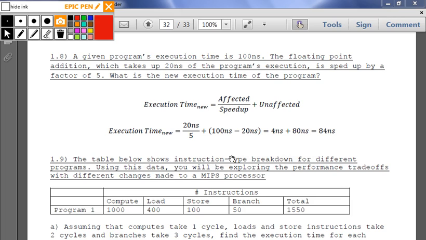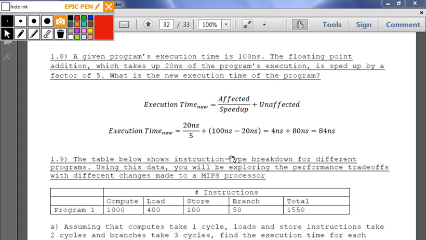So basically, we have 100 nanoseconds total. So I can speed up floating points by a factor of 5. So I'm speeding up this 20 by a factor of 5, right? So by using our equation, our affected is the 20 nanoseconds. The speed up is 5. And the unaffected is the 100 nanoseconds minus that 20 nanoseconds. So that becomes 80 nanoseconds of the other arbitrary instructions which are not affected.